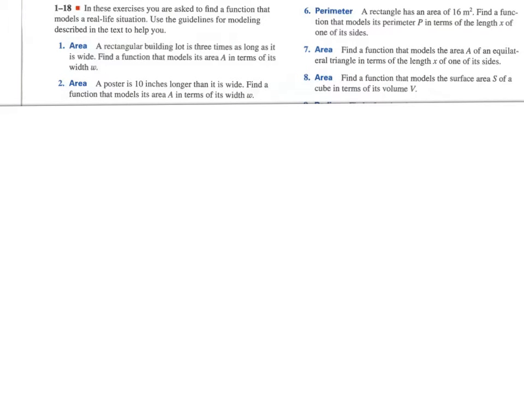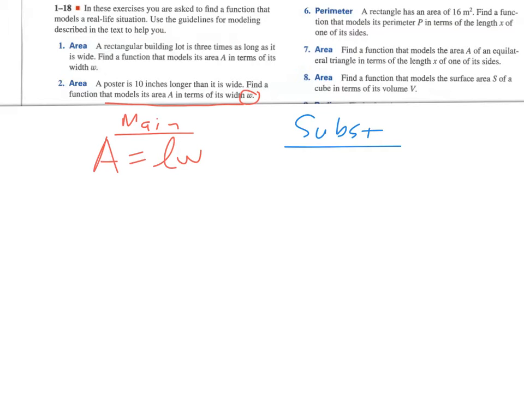All right, first up, let's start off on number 2 here. So for this one, we want to find a function that models the area in terms of W. So I'm gonna set this up as my main equation here is area. Now I know area usually equals length times width, but I want this in terms of W, which means W should be my only variable. So I'm gonna build a substitution equation over here. That's gonna be based on the fact that it's 10 inches longer than it is wide. And so what I'm gonna say there is that L equals W plus 10.